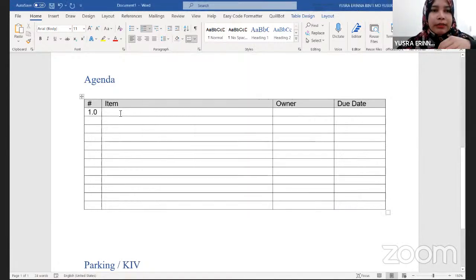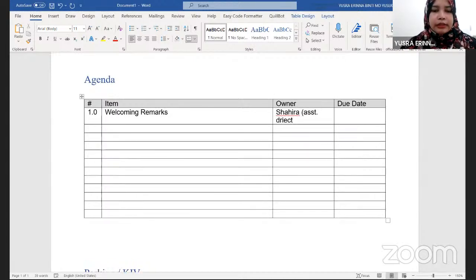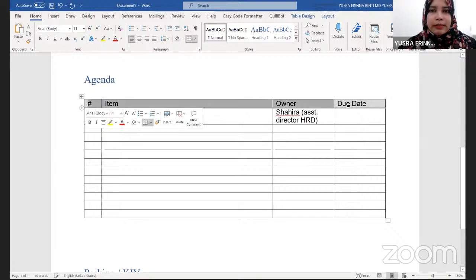Okay, all right. So we have item number 1 over here, and then we will have our welcoming remarks. Okay, for example, just now the welcoming remarks was stated by Shahira, the assistant director. I don't remember her full name, sorry. Assistant Director HRD. Okay, and then this one, because it's a welcoming remarks, due date doesn't apply to it, so you don't need to record that.